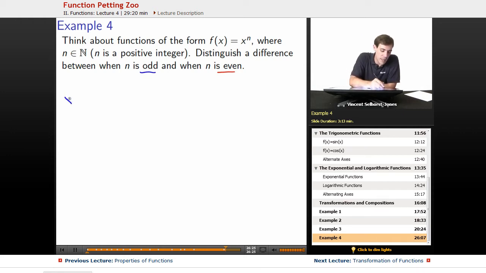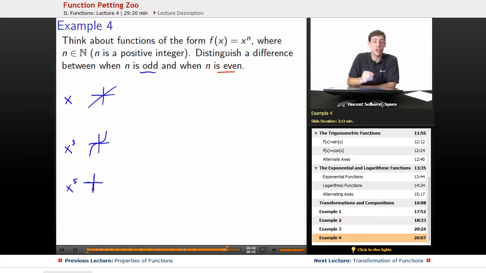So n is odd would be like x, or maybe x cubed, or x to the fifth. So x, we know what x looks like. It's just like that. X cubed, it blows out pretty quickly. X to the fifth, it blows out even faster, right?